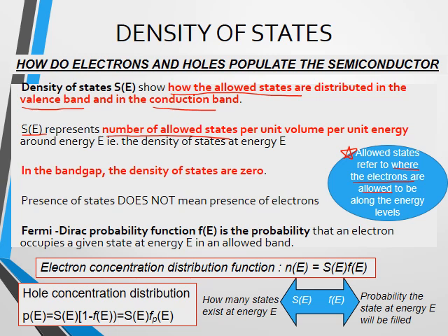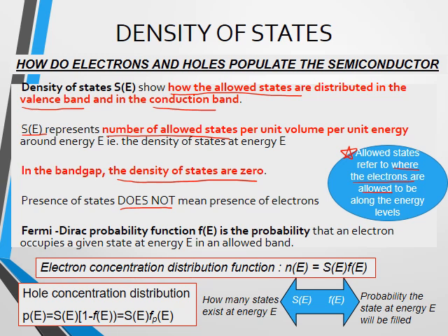In the band gap or forbidden gap, I have said earlier that there is no electron in the forbidden gap because electrons are forbidden to be there. It is because there are no states available in the forbidden gap. We also need to take note that the presence of states does not mean that electrons exist. It can be an empty state without any presence of electrons.